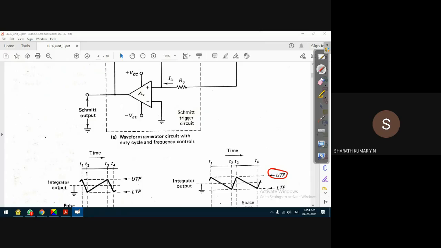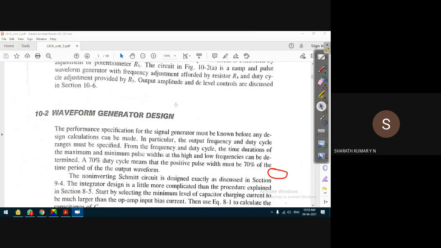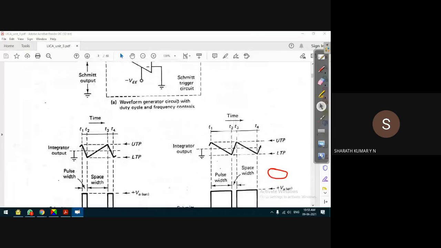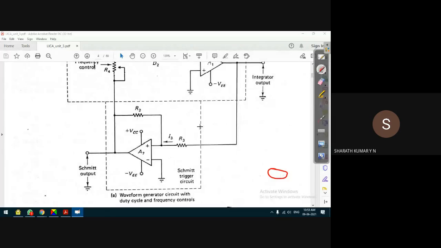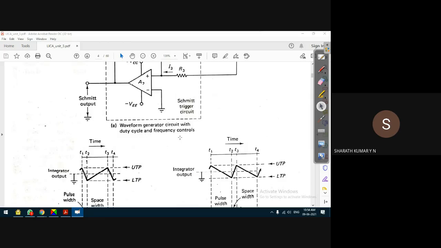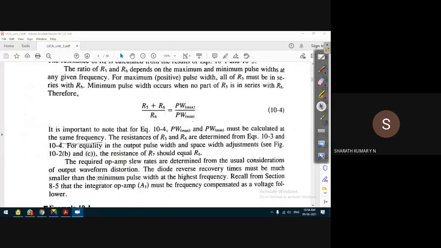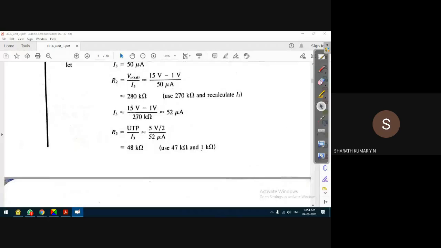Okay, so assuming UTP and LTP, we have to design the value of R3, because the current through R3 is I3. For R3, R is equal to V by I, our regular equation. V is the voltage drop across R3, I is the current I3, very simple. What is this voltage drop across R3? It is nothing but UTP, the upper triggering point. So we get the expression R3 is equal to UTP divided by I3. Very simple. What is UTP?